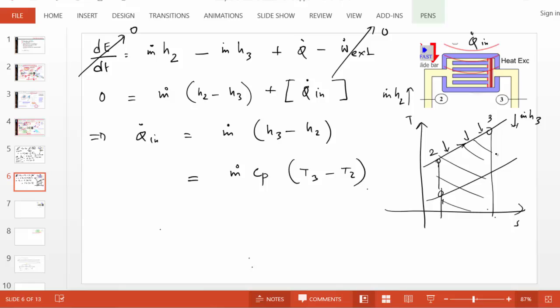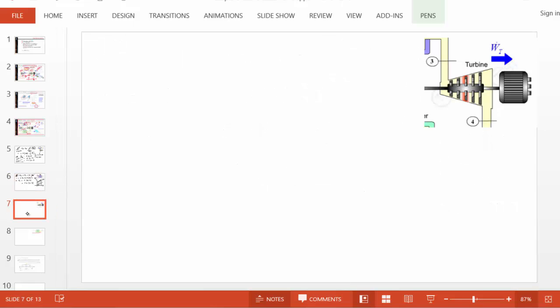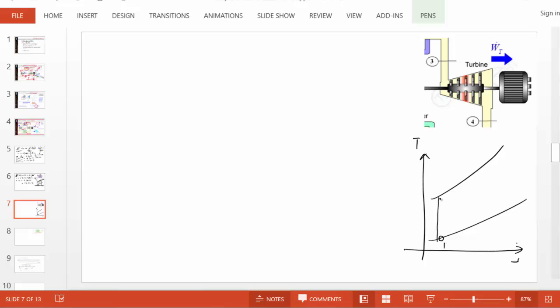Okay, now let's move on to the turbine, our next device. As we have made a habit of, we'll draw the TS diagram for the device as we analyze it. Again, 1 to 2 is the compressor, 2 to 3 is the constant pressure heat addition in the heat exchanger, and 3 to 4 will be our turbine. The energy equation is simple, just like the compressor.